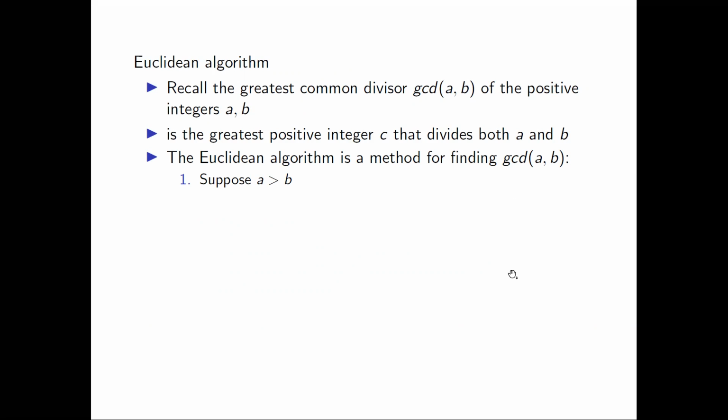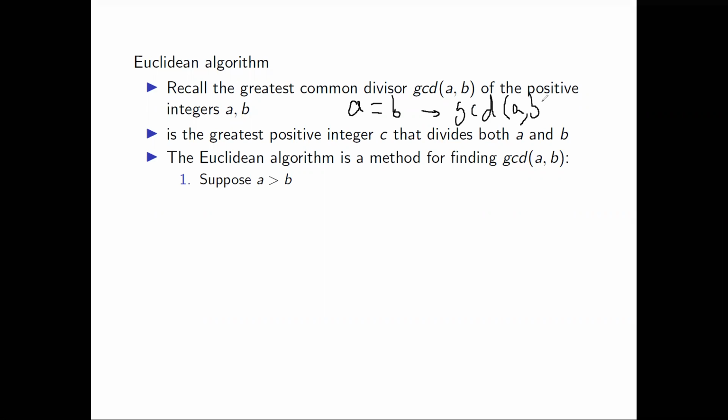Suppose that between the two numbers, a is greater than b. The reason we can assume this is that if a equals b, then the GCD of a and b is equal to a, which equals b. So the GCD is immediate in that case. We could assume that a is greater than or equal to b. It doesn't even matter. Having it be greater than b or greater than or equal to b isn't going to make any difference here because, again, this case is immediate.